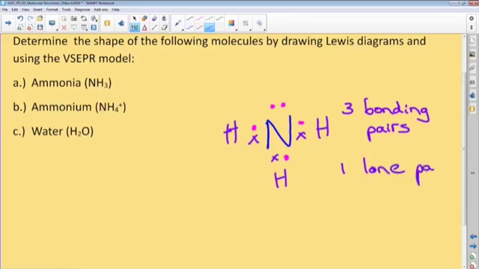Now, what is this one called? This is called a trigonal pyramidal shape. Okay, this is called trigonal pyramidal. So I've given you the basic when it comes to ammonia. I want you to draw the Lewis diagram and try and guess the shape of ammonium and water. I'm going to give you 2 minutes to do both of them together. 2 minutes starting now.